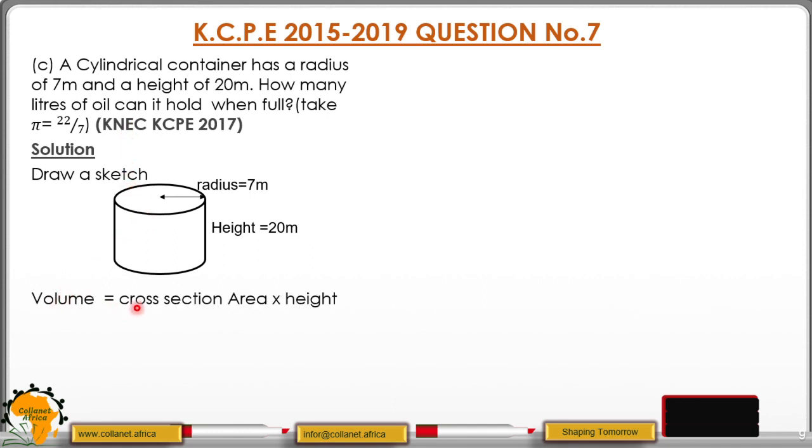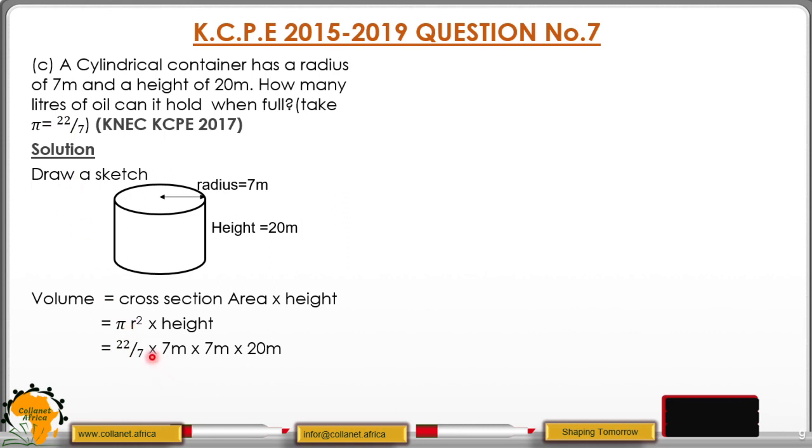So volume is cross-section area multiplied by height. The cross-section area for this one is a circle, meaning you're going to use pi r squared, and then you multiply by height. So pi is 22/7. Don't take the other one, 3.14, use what you have been given. The examiners are very strict.